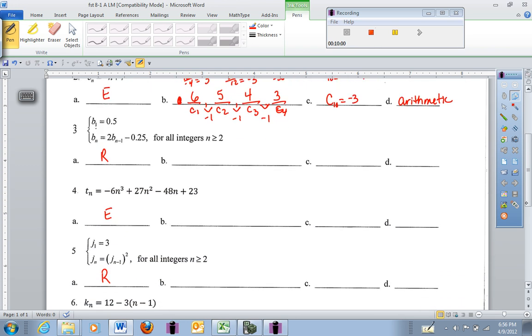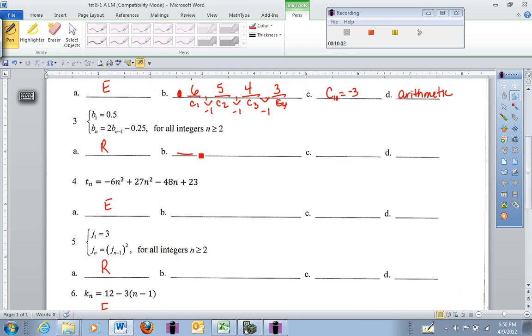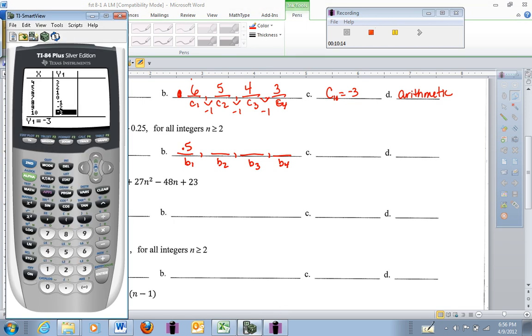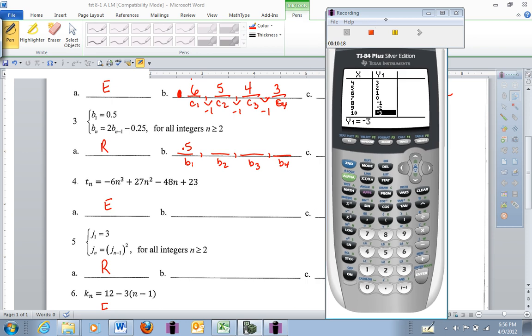Okay, we say number 3 is recursive. We know that if I write out my little list of terms here, b sub 1, b sub 2, b sub 3, and b sub 4, the first term is 0.5. Let's see if we can use our calculator to solve this one. Okay? I'm going to move it over here out of the way.